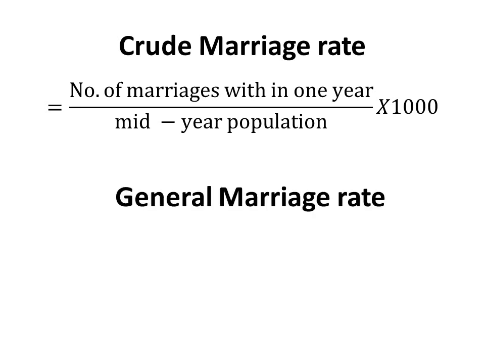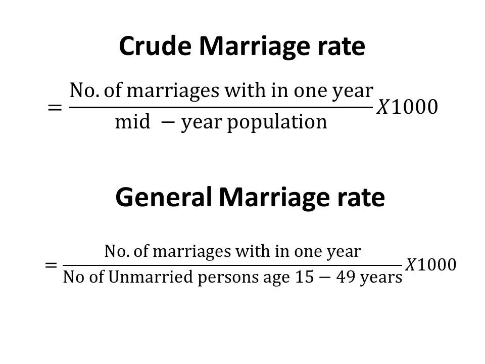General marriage rate is an improvement over crude marriage rate because the numerator is the number of marriages occurring in 1 year divided by the number of unmarried persons in the reproductive age group. So mid-year population is replaced by the number of unmarried persons because everyone in the mid-year population may not be unmarried in that year, and then someone may be married outside their reproductive age groups. So general marriage rate is a refinement of crude marriage rate.